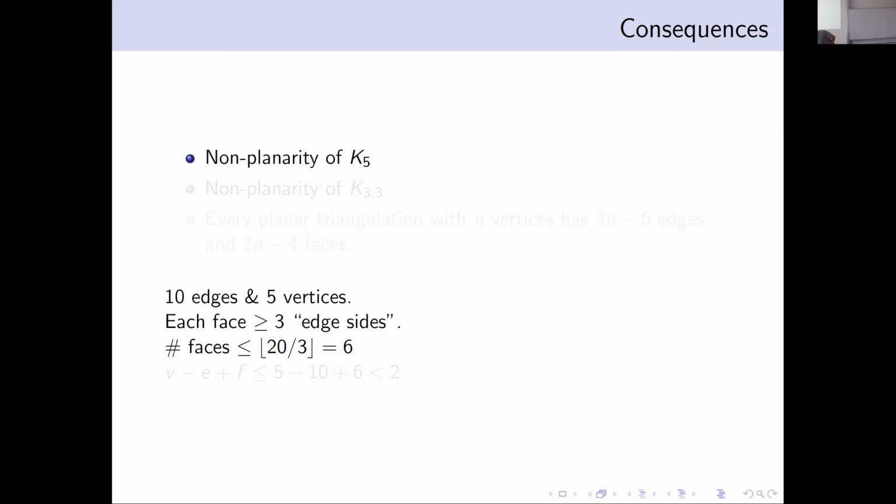So it's 6. Well, and if we plug this into the Euler formula, what do we get? The number of vertices is 5, the number of edges is 10, and the number of faces is at most 6. Therefore, we get at most 1.